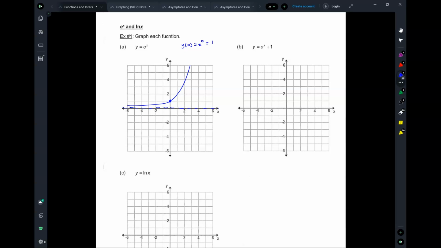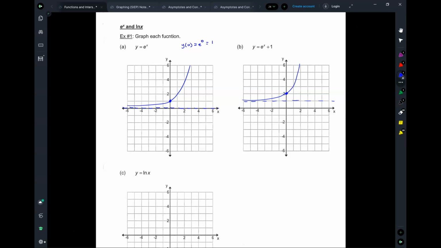Most of the time, when e to the x is involved, you'll have your calculator available, because there aren't many calculations with e that you could do exactly by hand. And then e to the x plus 1: this time everything is moved up 1, and so it looks like that.